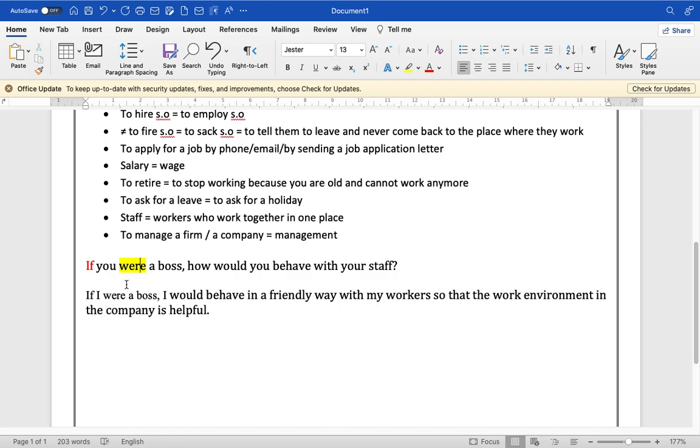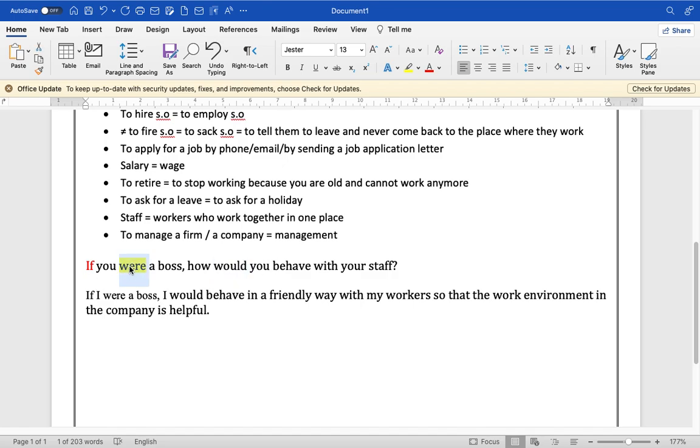Type 3, which we have here, simple past and then would. For example, if I had money, I would donate. This means that I don't have money now. This is what we use to talk about things that are not possible now. If I had money, I would donate. This means that I don't have money now.